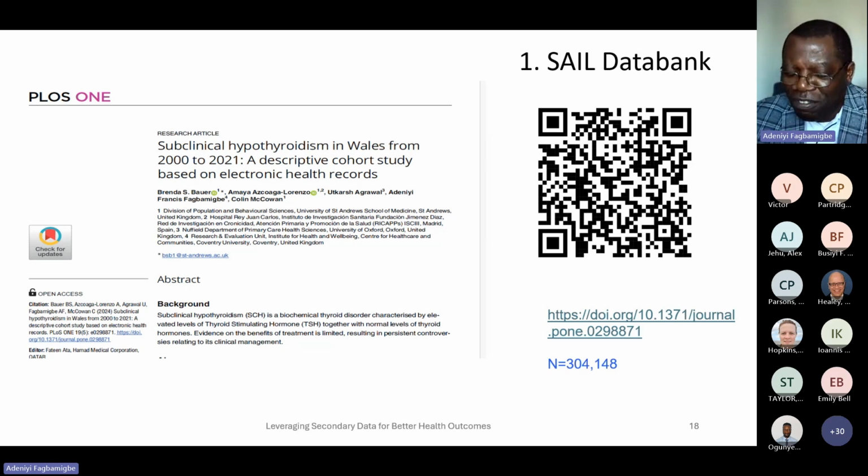This is the huge advantage of secondary data. Imagine if I wanted to do this, how could I and my team get a population of 304,000 individuals? I believe that would be a nightmare. It's not going to be easy. So with the availability of electronic health records, we can easily do this.